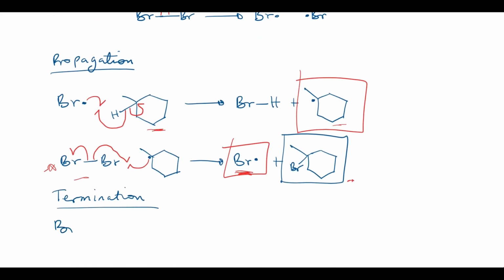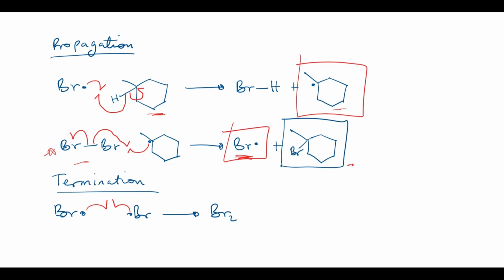So in the termination step, 2 bromine radicals can combine to terminate. That forms a neutral bromine molecule, and the reaction gets terminated. Or we could have a bromine radical combining with an alkyl radical to form an alkyl halide. And this is a minor source of our products. Most of the products are actually formed in the propagation step.